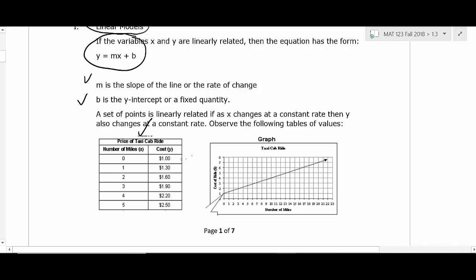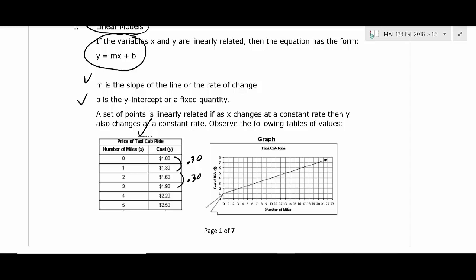Now, one thing I want you to notice on this is it's going up 30 cents every time you go a mile. That's what happens in a linear relationship. It means if the x value goes up 1, then the y value should always go up by the same quantity. So that's a linear relationship. That just means that every mile is 30 cents. Does that make sense to you?